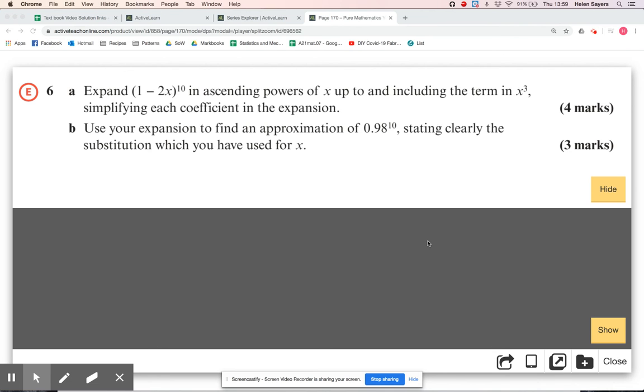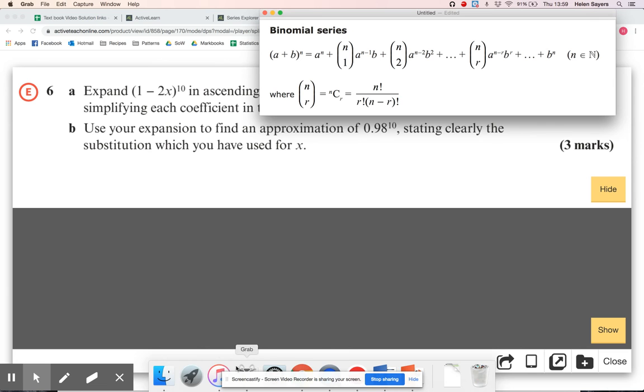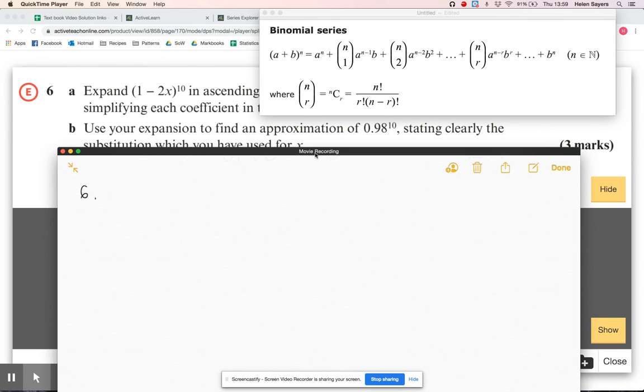Okay, we're looking at mixed exercise 8 from the first year core textbook. We're on question 6, which is an exam question. So first thing we're asked to do is just a basic binomial expansion up to the x cubed term. You are given the binomial expansion formula, so that is handy.